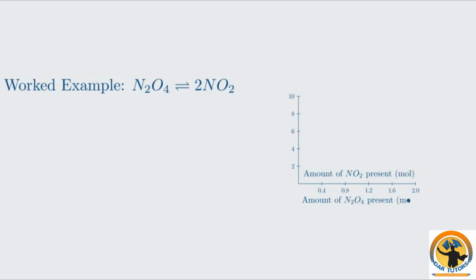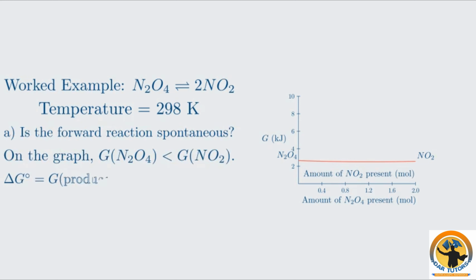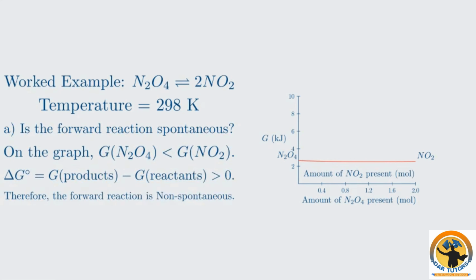Let's apply these thermodynamic concepts to a problem. We have a dissociation reaction carried out in a 1 dm3 sealed tube at 298 Kelvin. A graph shows the Gibbs free energy of the system as a function of the amount of nitrogen dioxide present. Our goal is to analyze this reaction and calculate its equilibrium constant and standard Gibbs energy change. First, for part A, we need to state and explain whether the forward reaction is spontaneous. The forward reaction converts N2O4 into 2NO2.